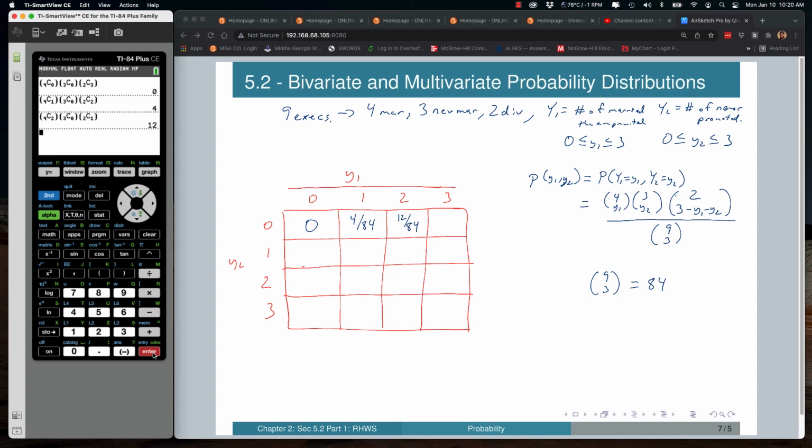All right. And if I do 3, 0, we're going to go through the rigmarole. But 3, 0 is really just 4 choose 3. This will be 0, right? Because 3 minus 3 is 0, and all 3 folks came from here. We get 4 out of 84 again. So you can kind of keep going through this.